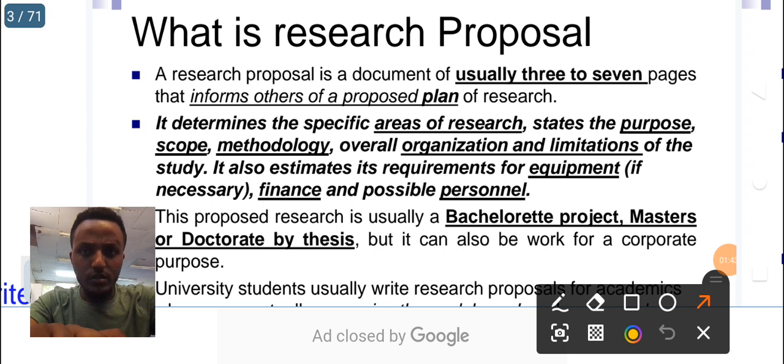The methodology is also there: how to achieve his predefined objective. It is also one of the aims that should be included in the research proposal. That's the basic methodology: which methods and procedures he can proceed with to achieve his targets. Another is the overall organization and limitations of the study, the way the study should be organized, which area he can touch and which area he cannot touch. These things have to be included here.